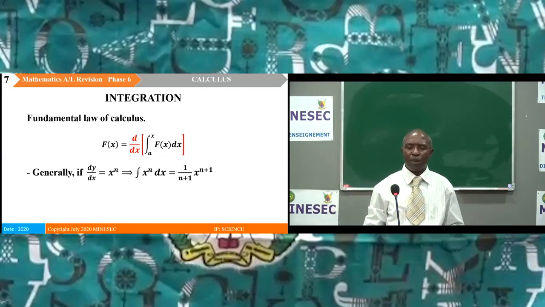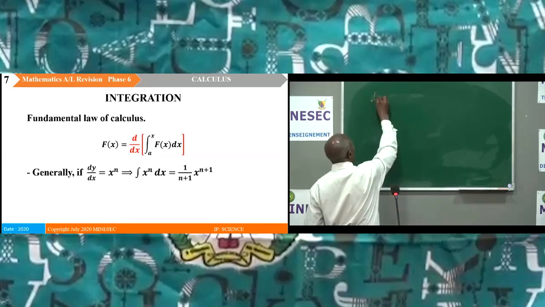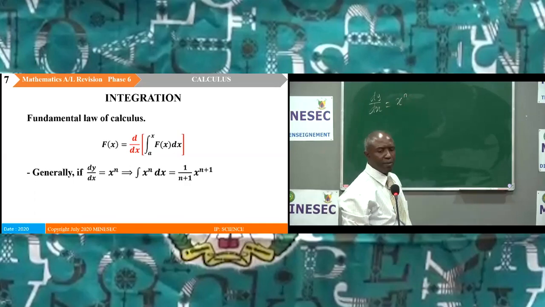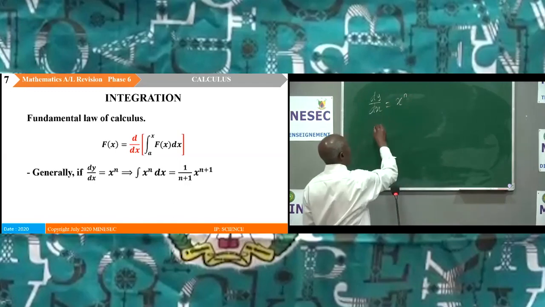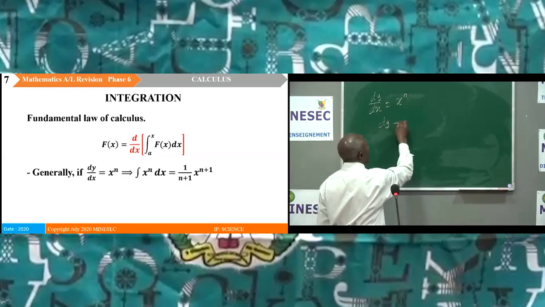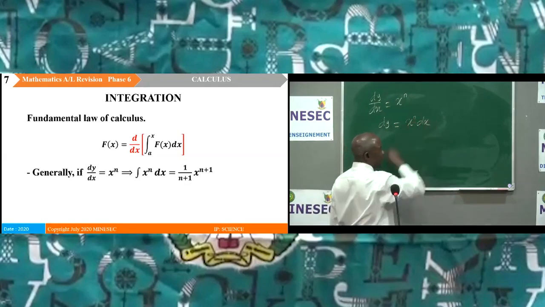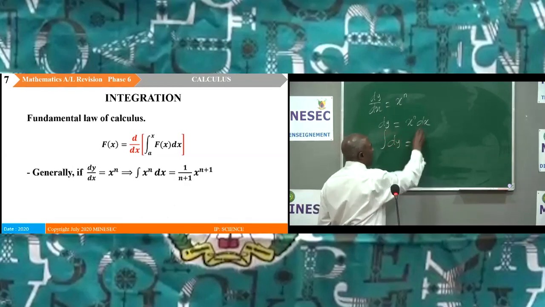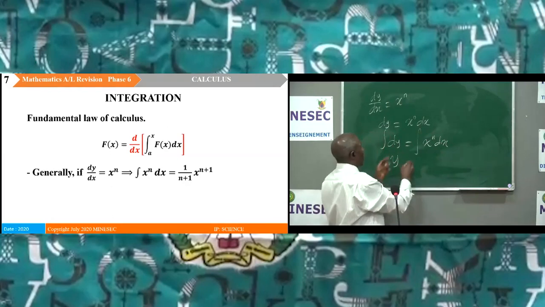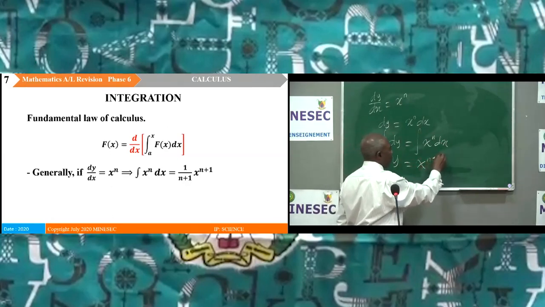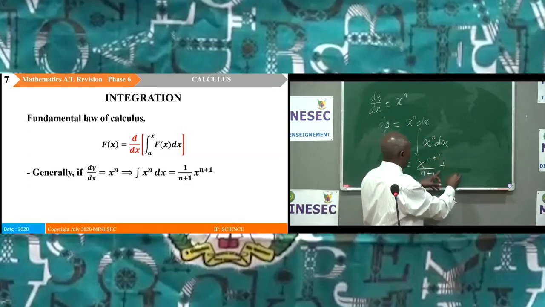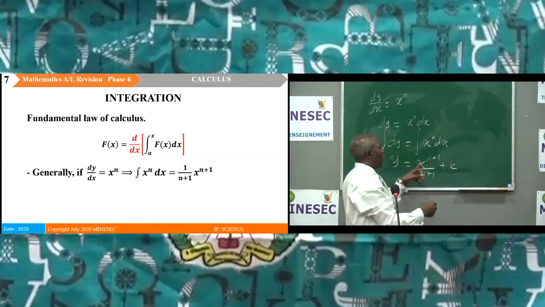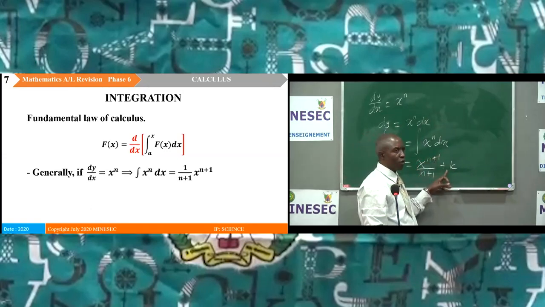Generally, if we have dy/dx equal to x to the n, then dy is equal to x to the n dx. If we integrate dy here, we have the integral of dy equals the integral of x to the n dx, and integrating that, we have y is equal to x to the power n plus 1 over n plus 1 plus the constant of integration, meaning therefore that the integral of x to the n is x to the n plus 1 divided by n plus 1 plus the constant of integration.